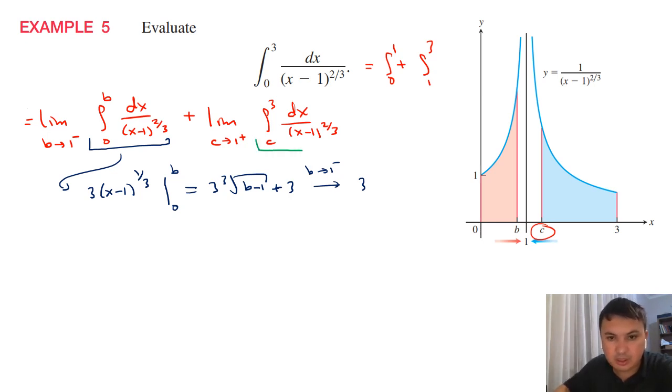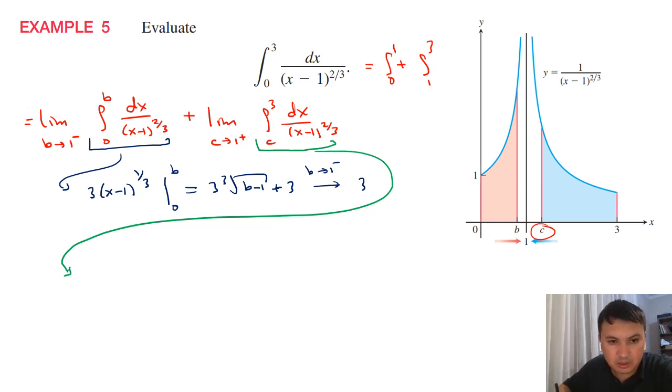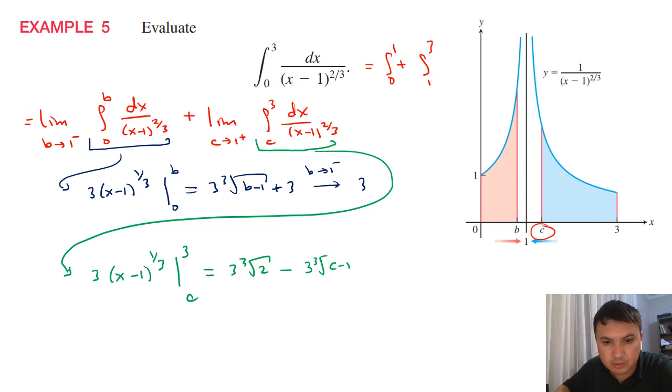Now let's take the second one. In the second one, I get the same antiderivative, 3 times (x minus 1) to the 1/3, evaluated from c to 3, which gives me 3 cube root of 2 minus 3 cube root of (c minus 1). Now, if I let c go to 1 from above, then the second term vanishes, so I am left with 3 cube root of 2.